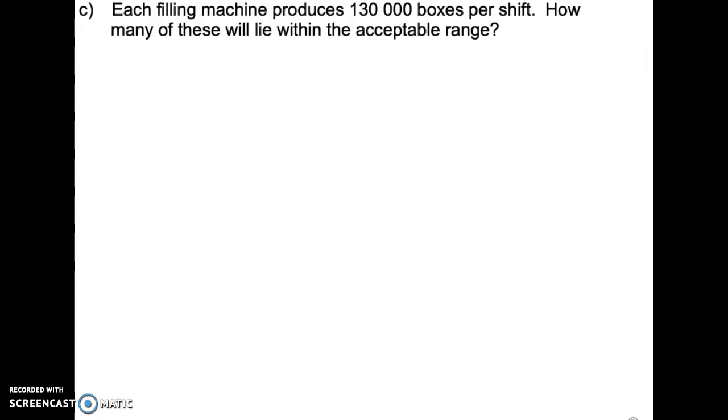So here is our next one. Each filling machine produces 130,000 boxes per shift. How many of these will lie in the acceptable range? Okay.